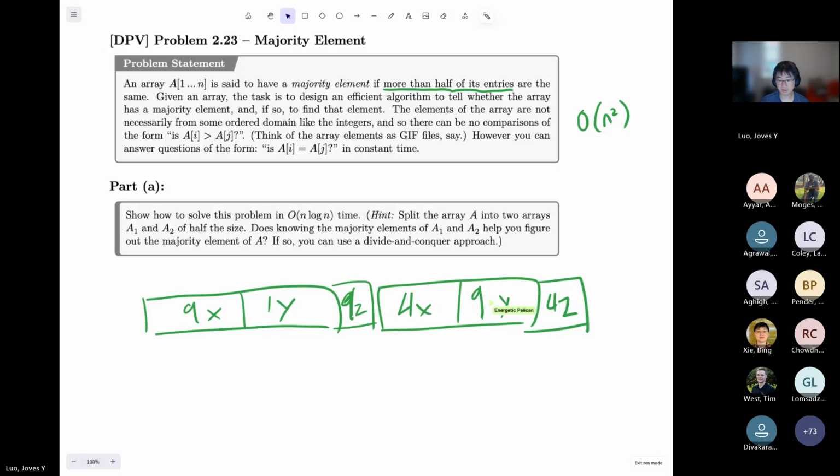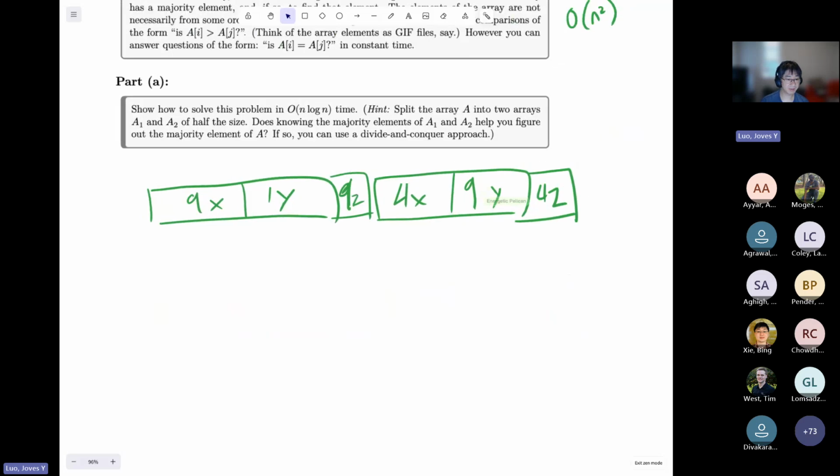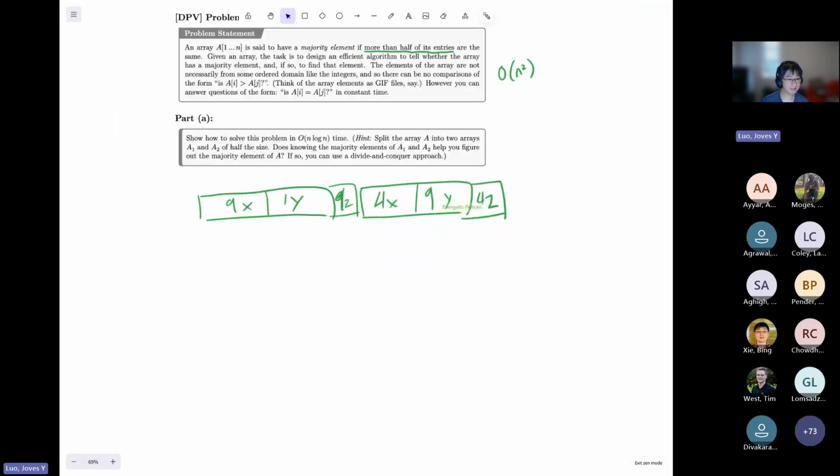Oops. Let me just hide my ugly handwriting a little bit.